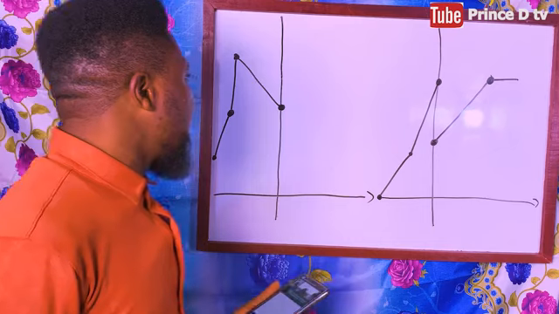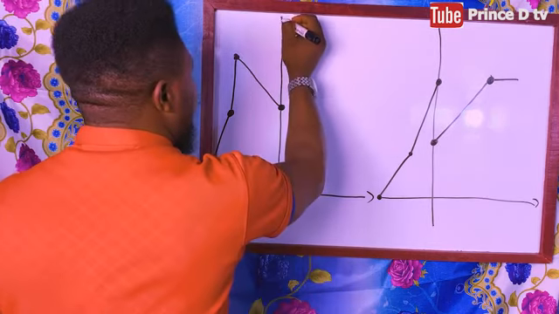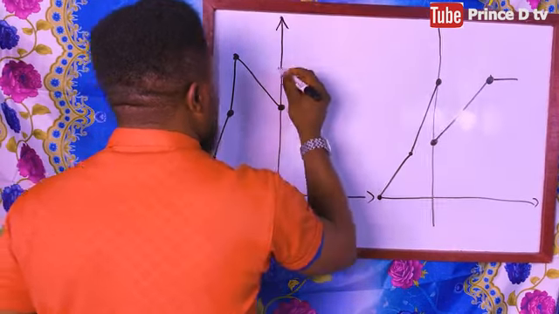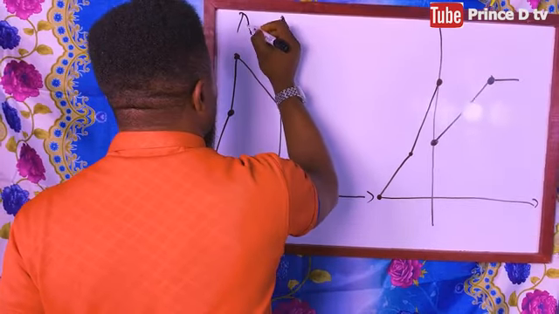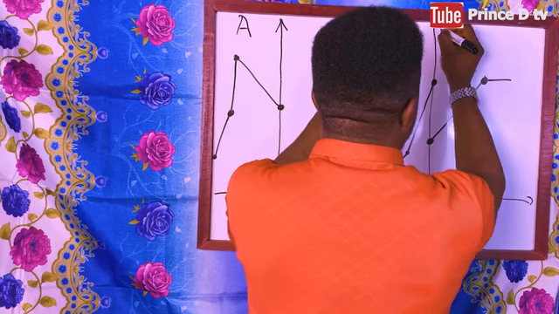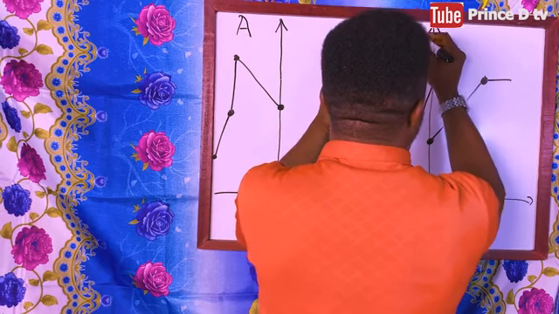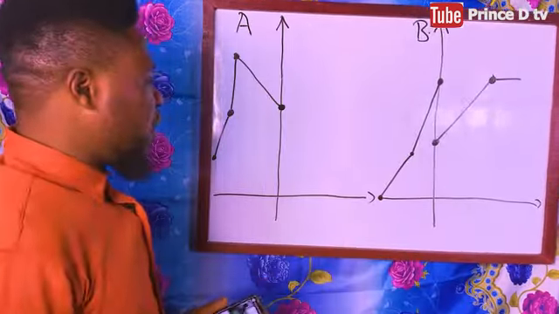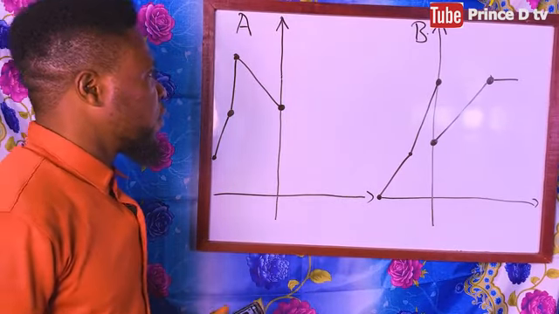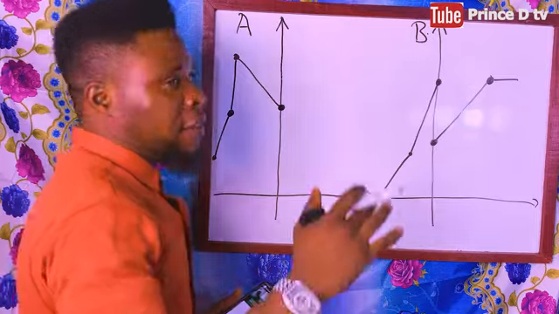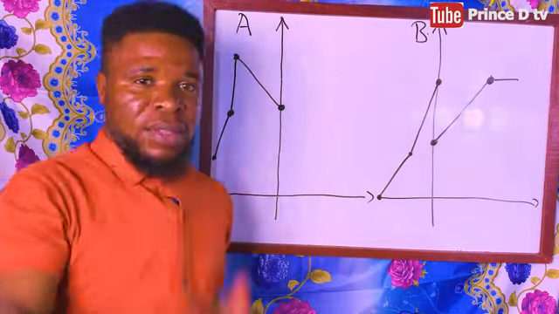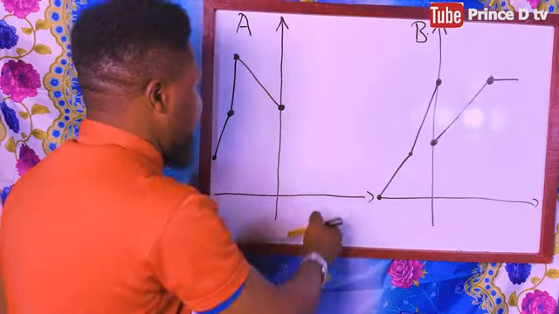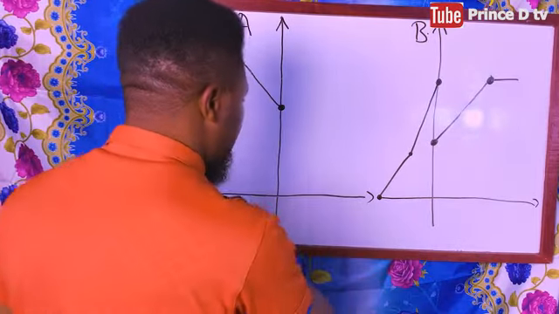Alright, welcome back. So I can call this graph A. So we have graph A and we have graph B. Okay, so vertically, like this is the vertical line and the horizontal line.